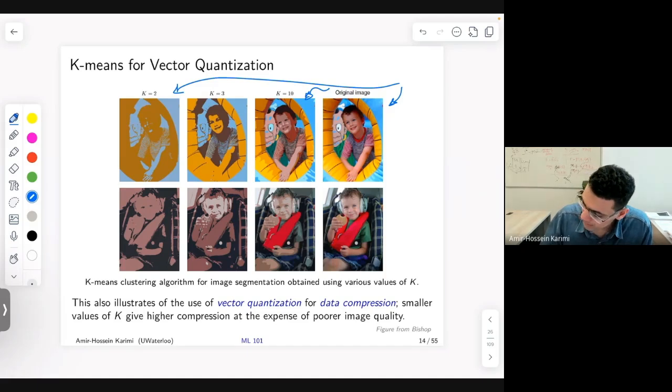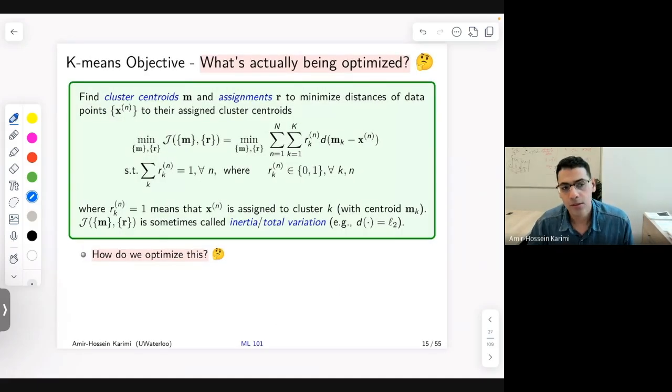What is then the k-means objective that we're trying to optimize here? What's actually being optimized? Once again, we want to find cluster centroids M and assignments R, assignments of every data point N to every cluster centroid MK, to minimize the distance of the points to their assigned cluster centroids.